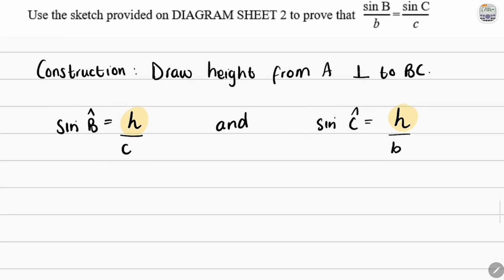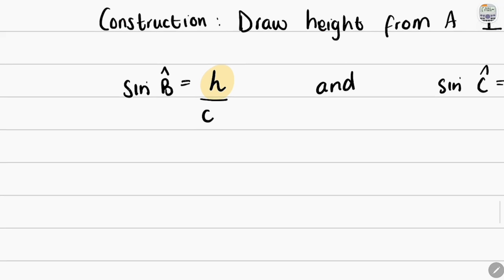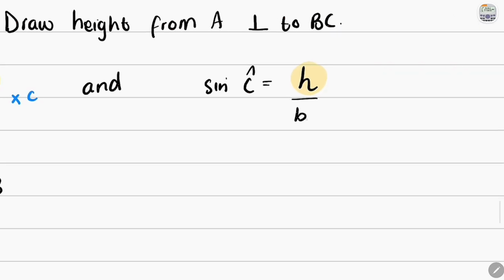So in both equations, we're going to make H the subject. To make H the subject here, you need to get rid of the C. The C is being divided, meaning to get rid of it, you multiply by C. What you do on one side, you must do on the other side. So finally, H is alone, and H is simply equal to C sine angle B. Do the same thing over here. You need to get rid of this B, so multiply both sides of the equation by B, and so H is equal to B sine angle C.